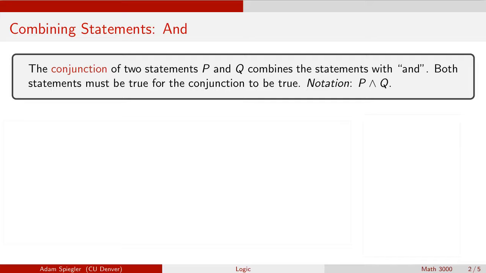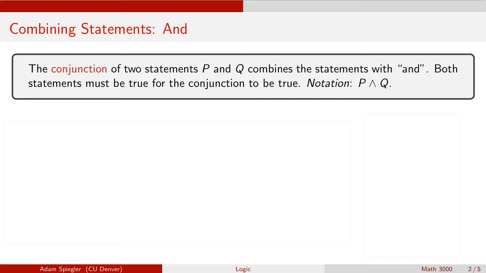And the notation that we use for this is a little wedge over here. So it's this upside down V. So this means P and Q. So we usually don't write "and," we just use this notation. And if we want to determine whether a conjunction statement is true, the only way it's true is if both P and Q are both true.